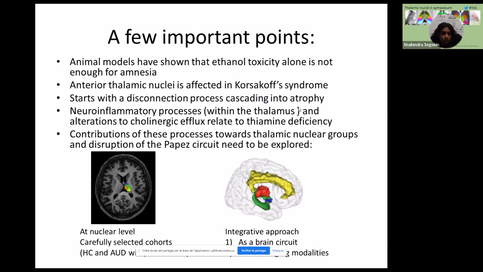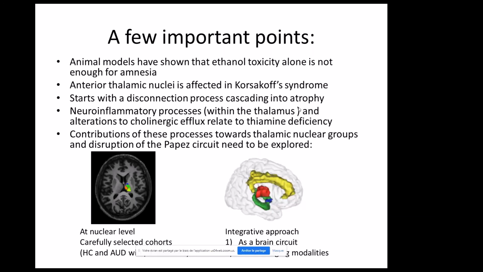Future research should therefore explore the contributions of these processes towards alterations to thalamic nuclear groups and how they disrupt the Papez circuit in general. How can this be done? First, at the thalamic nuclear level through carefully selected cohorts. And next is via a more integrative approach, where we are not only looking at the thalamus as an entity, but analyzing the brain circuit that it is related to, and also not limiting ourselves to structural imaging modalities, but also molecular ones like PET imaging.